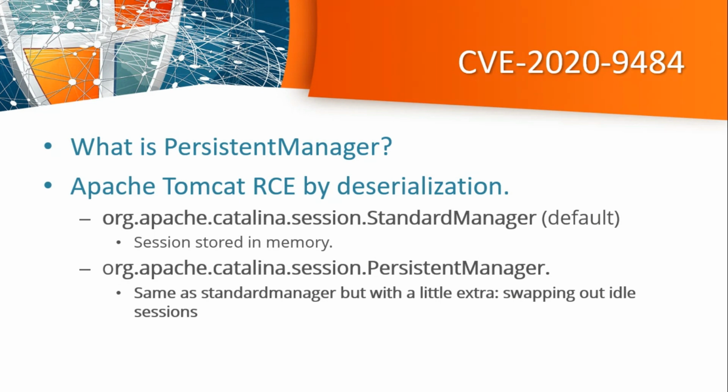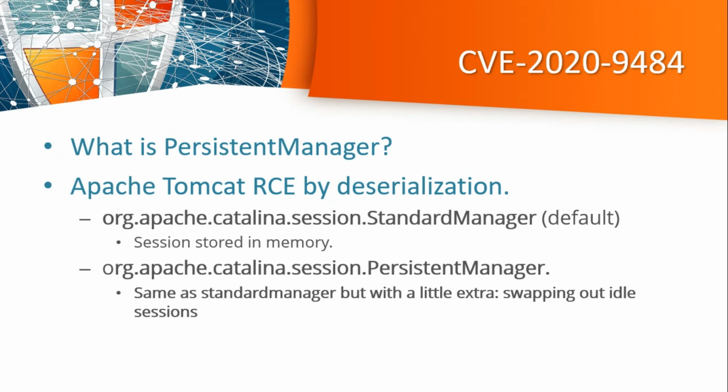Tomcat provides two implementations of session management. The first is the standard manager and the second is the persistent manager. The standard manager keeps the session in memory, in RAM. If Tomcat is gracefully closed, it stores the sessions in a serialized object on the hard disk, in the session.ser file.